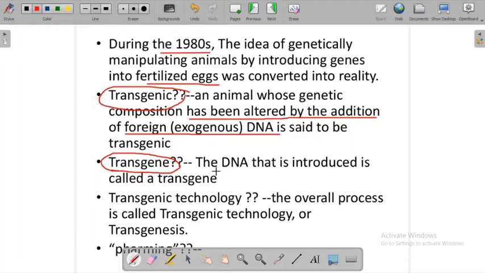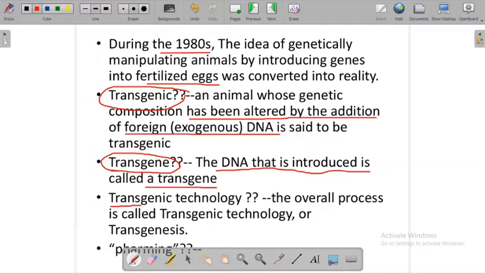Transgene means the DNA material that is actually introduced. That DNA could be anything, meaning any selective genetic material which has a particular capability.